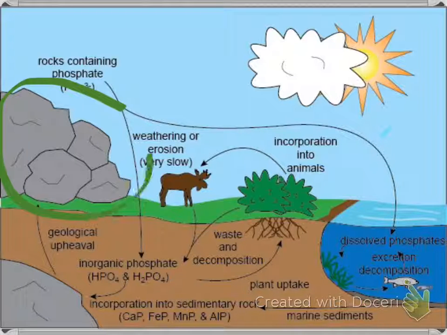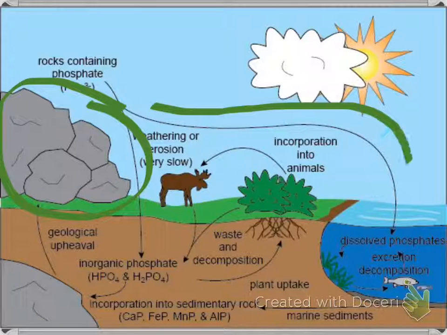It's generally found in rocks, generally found on land. Now, there are 3 different ways phosphate is used. The first is taken up by marine life, and it dissolves phosphate.